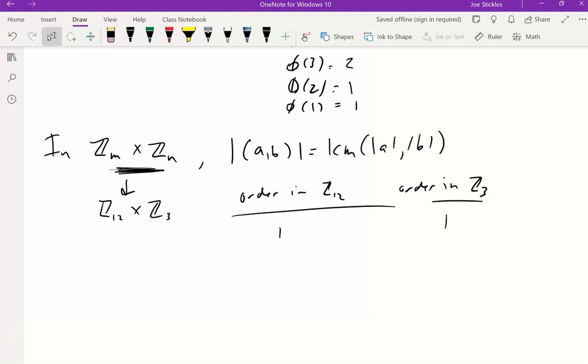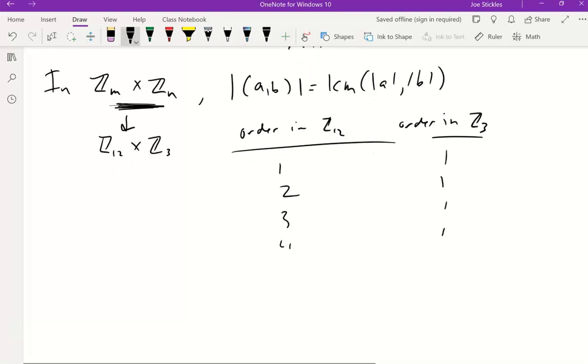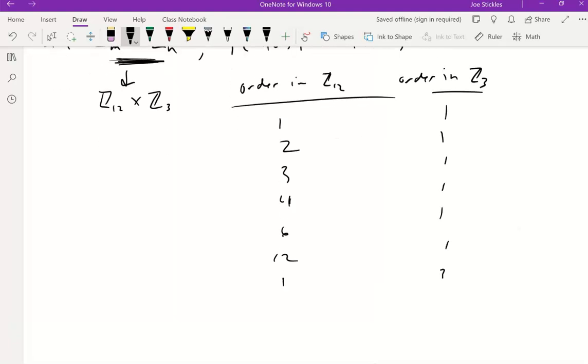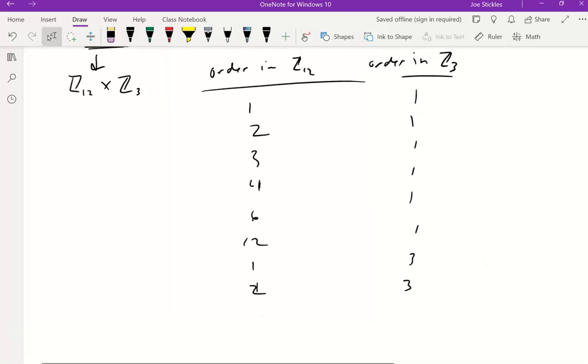You got 1 and 1, 2 and 1, 3 and 1, 4 and 1, 6 and 1, 12 and 1, and then do the exact same thing with 3. 1 and 3, 2 and 3. I should have written this smaller. 4 and 3, 6 and 3, 12 and 3. Oh, I'm missing 3 and 3. Thank you. I figured that out when we totaled it up and got the wrong number of elements when we were done.